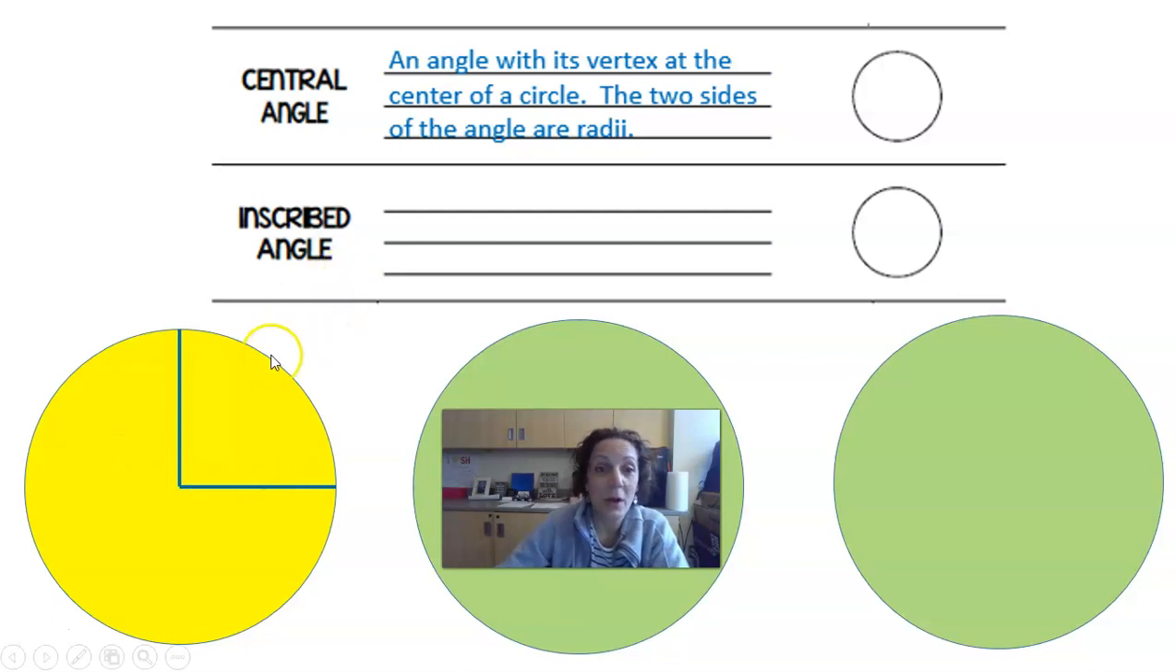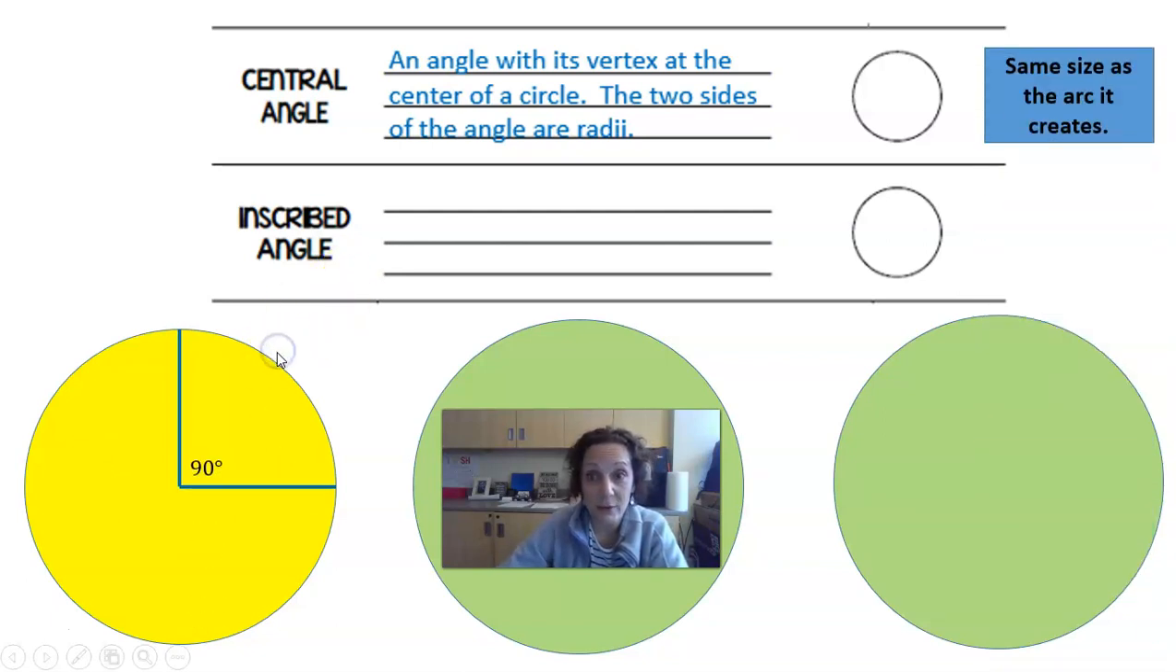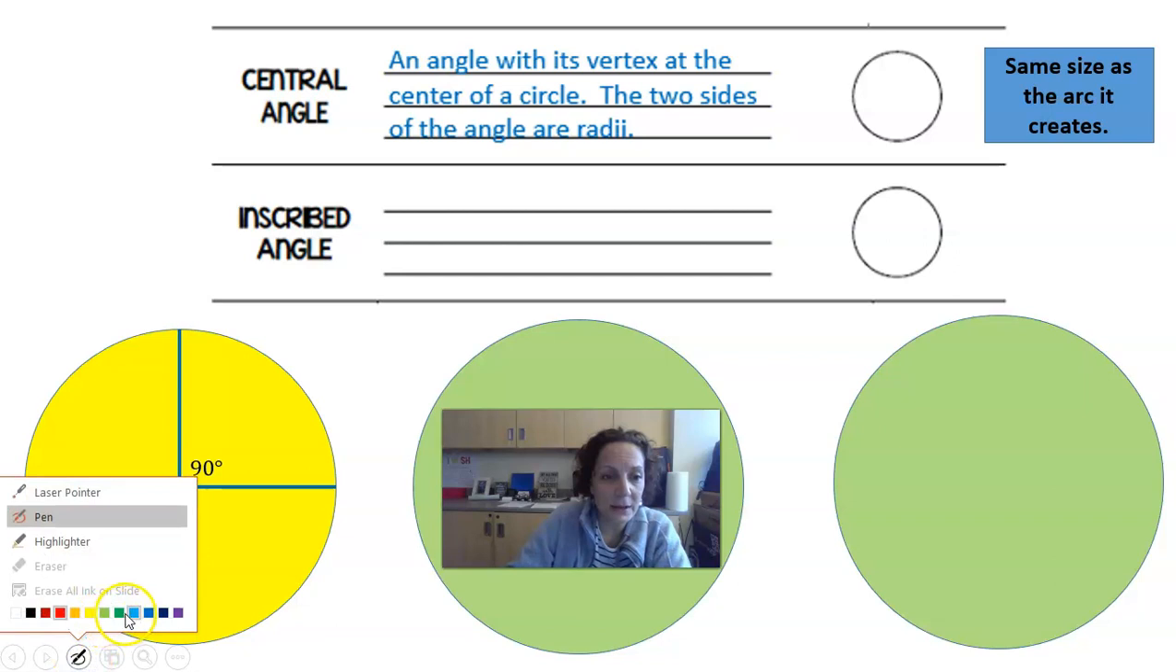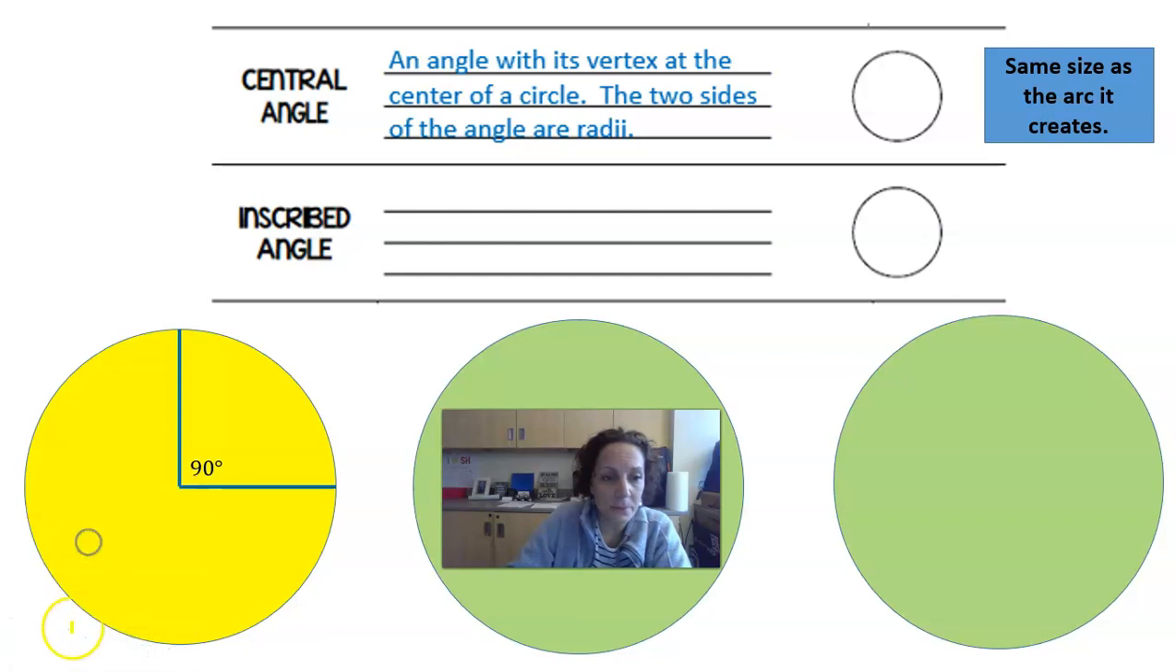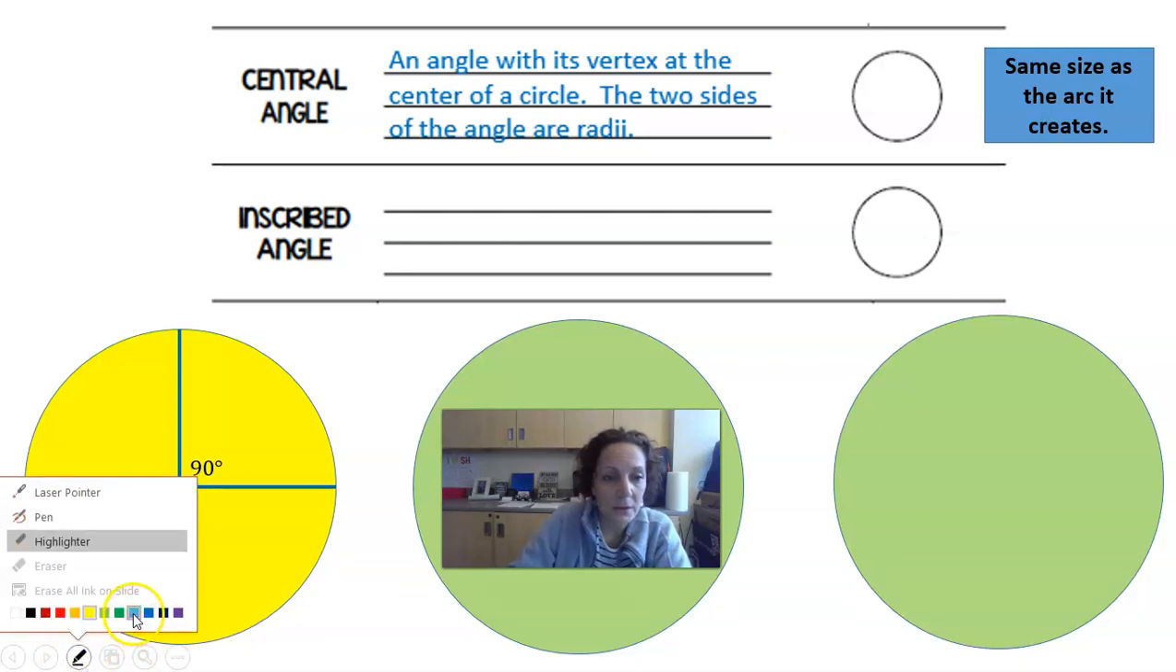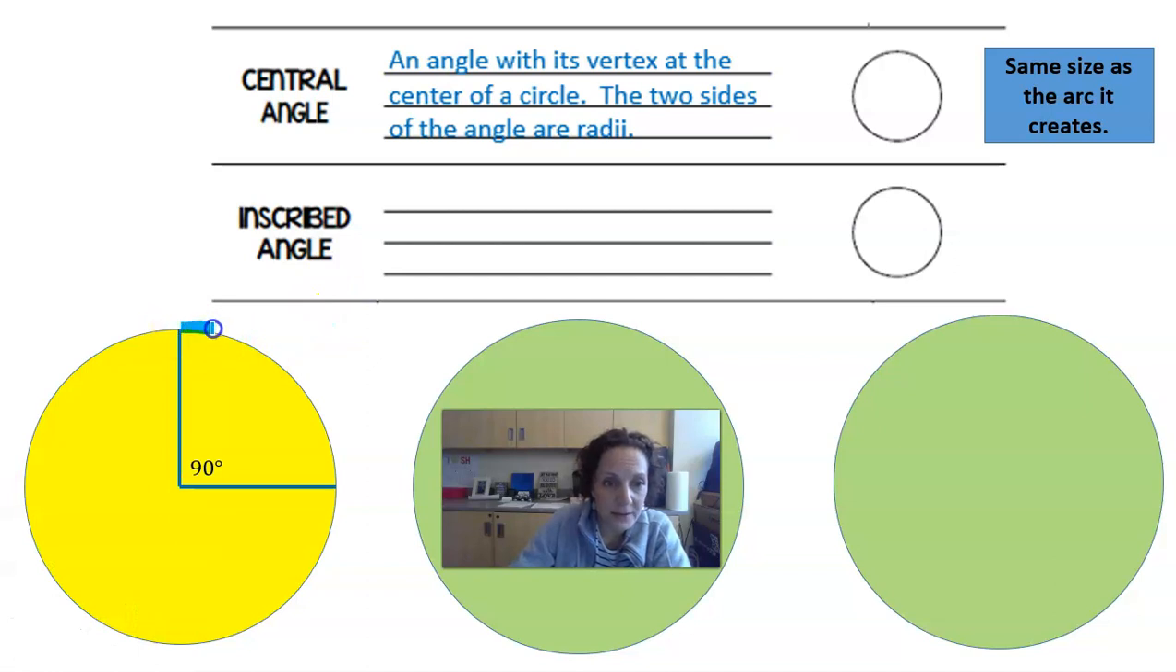Okay. So we also learned that when you have a central angle, it's going to create these arcs, right? In other words, it's going to take the circumference and divide it into chunks. Okay. So this 90-degree angle creates an arc, right? Because it cuts out this piece of the circumference.